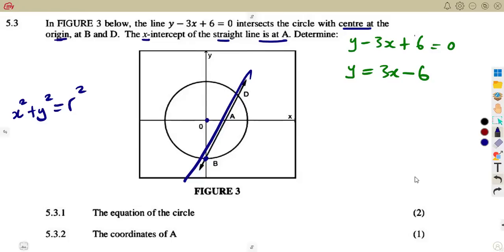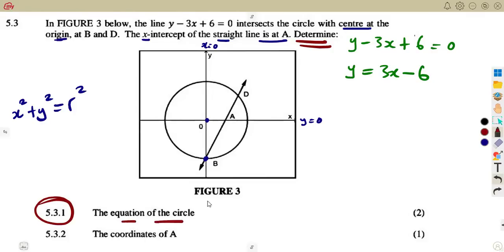Remember the conditions for the x-intercept. What are the conditions for the x-intercept? y is supposed to be equal to 0. If it is for the y-intercept, what are the conditions? x must be 0. So that is it, guys. Just go through this. Determine 5.31, the equation of the circle.